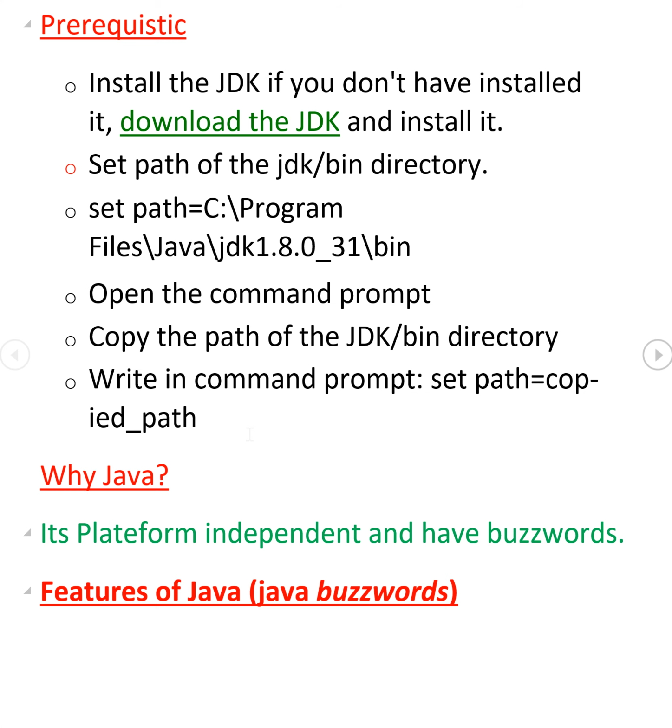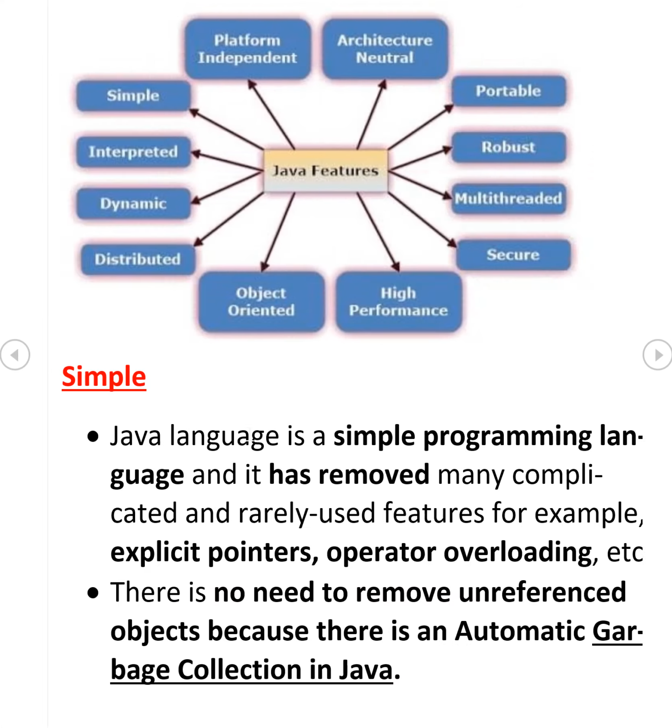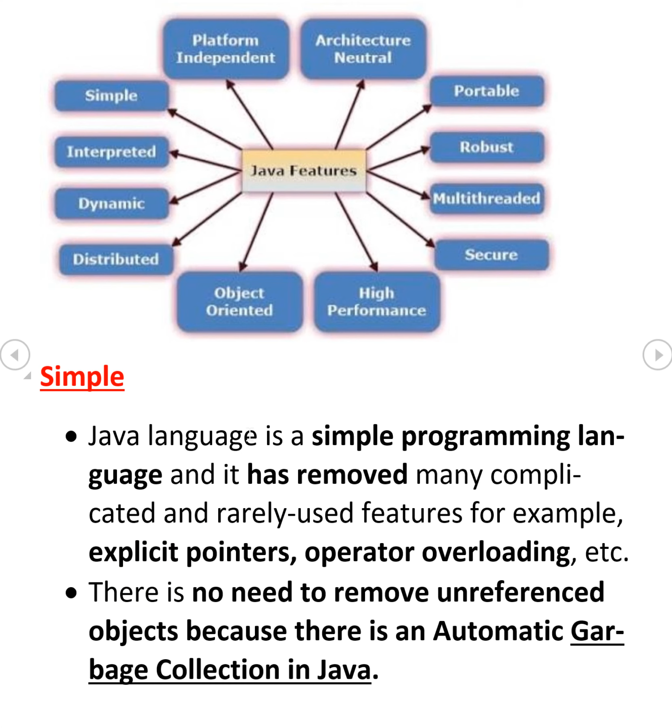Buzzwords means the features of Java. So what are the buzzwords? Let's see. We have a picture here that starts from simple. Java is very simple, and Java is platform independent. Java is architecture neutral. Java is portable. Java is robust. Java is multi-threaded. Java has security. Java gives high performance. Java is object oriented. Java is distributed. Java is dynamic. Java is interpreted. So these features make Java very good compared to any other language in the market.